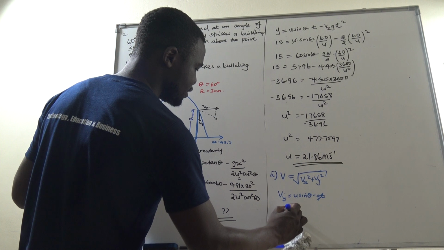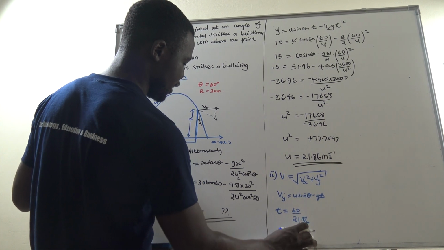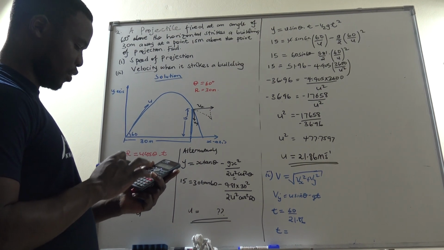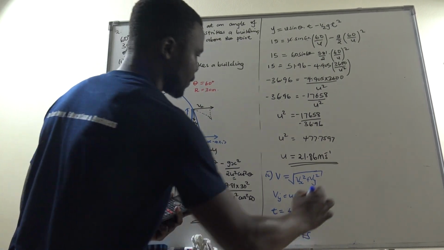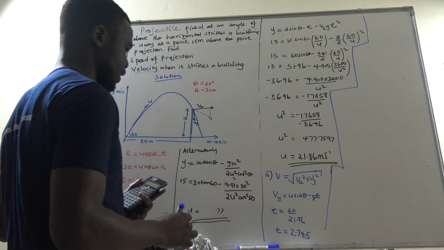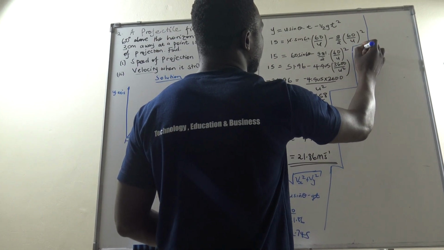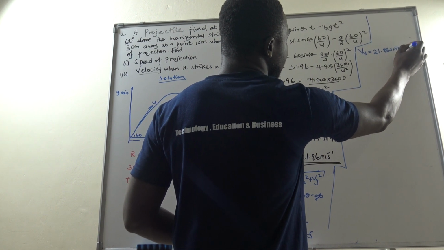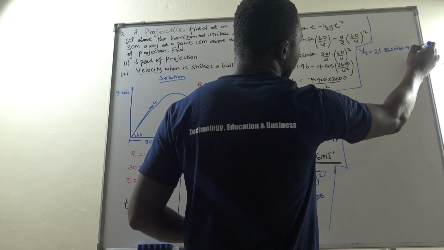We do not know t, but t, we saw that t is equal to 60 out of u, which u we got as 21.86. Therefore, from here, we can get our t. So 60 divided by 21.86, I get my value of t as 2.74 seconds. That is my t. Now, if I have successfully gotten t, means I can get my vy. So my vy is going to be equal to u, which is 21.86 sine 60 minus 9.81 times 2.74.